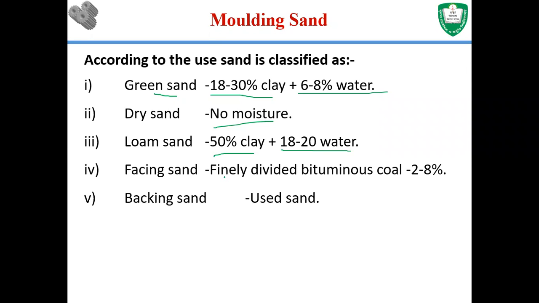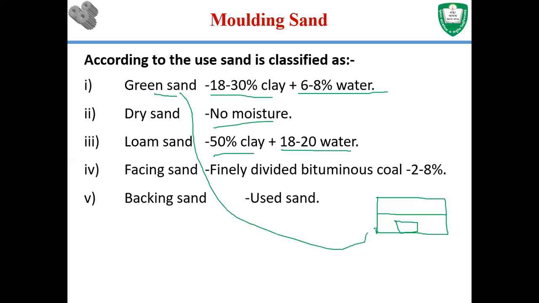And why is it called backing sand? When you produce a cavity, a mold, if this is the drag and this is the pattern, up to a certain level you use the pure green sand in this region, and then backing sand is used on top of it to fill up the extra region of the drag.